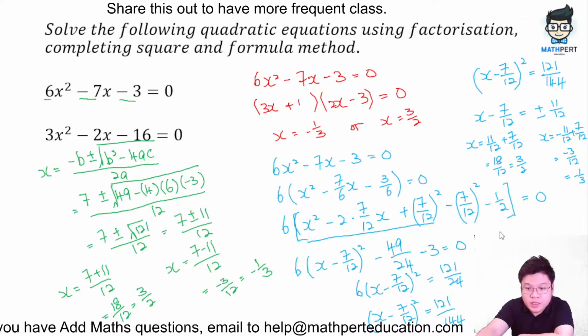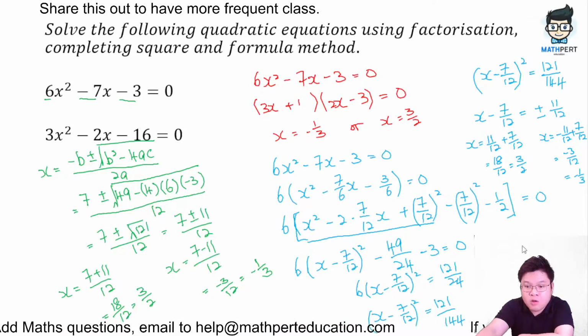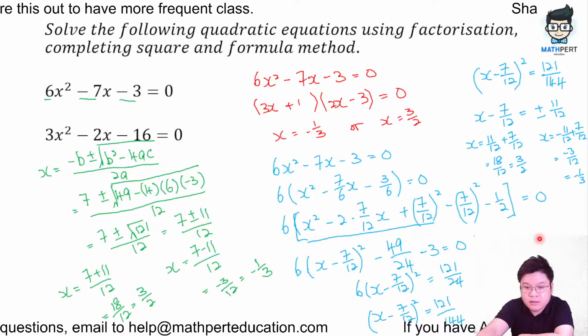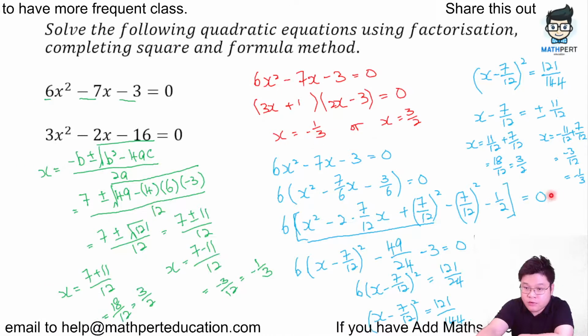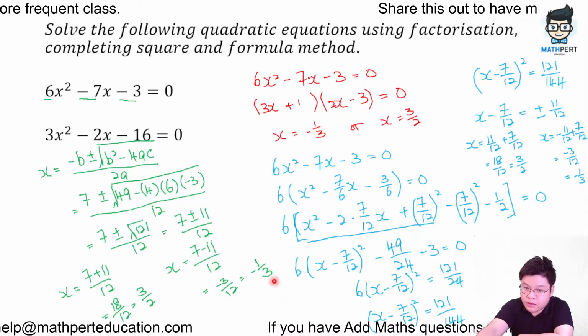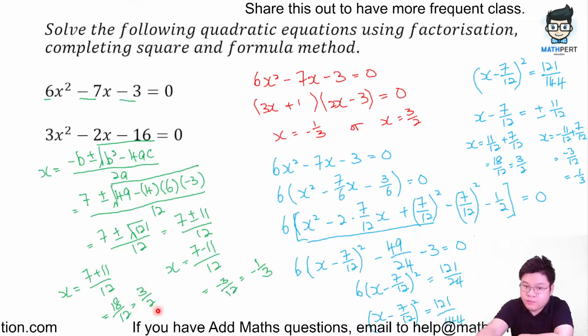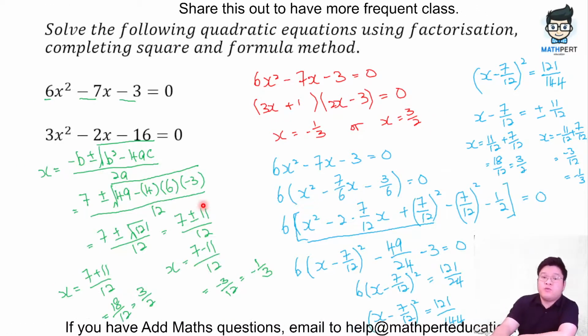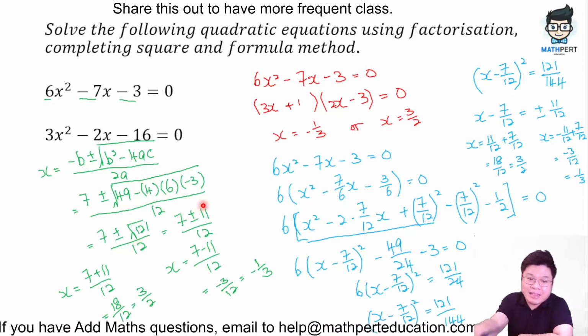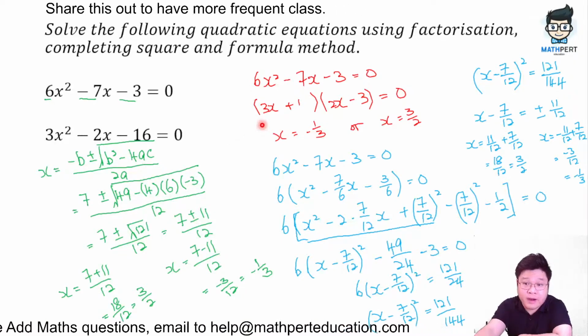Okay, from here, as you can see, all the answers are negative 1 over 3 and 3 over 2, across all three methods. All these three methods will give you the same answer if you do it correctly. Okay?